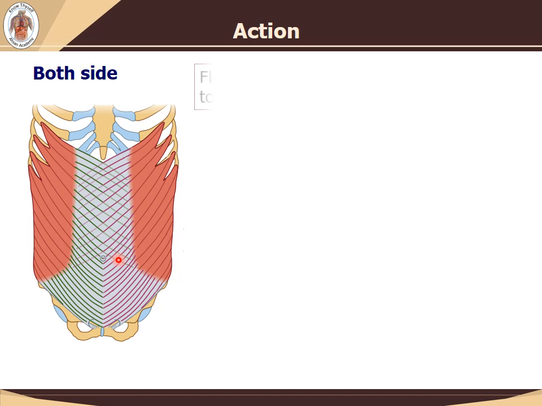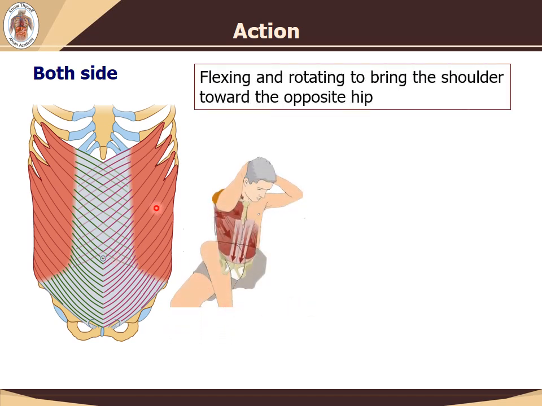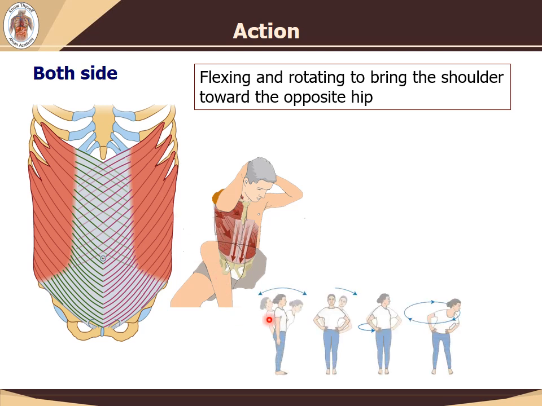You can see this muscle on either side, so they can contract together, or one side can contract, helping in flexion and rotation, bringing the shoulder, you see, this is the shoulder, going towards the opposite hip joint. This type of movement is done simultaneously by the external oblique and the opposite internal oblique, and on the other side the muscle remains relaxed. In this way, by simultaneous contraction, they can do various movements of the spine.